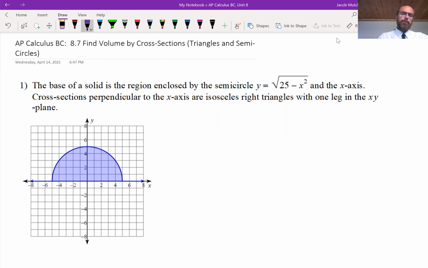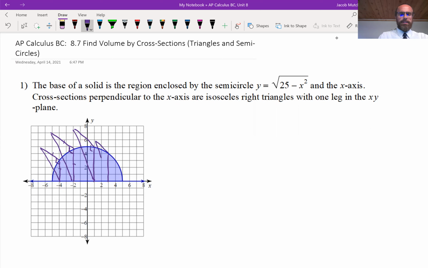So I'll begin drawing a few of these cross-sections perpendicular to the x-axis. And these are isosceles right triangles. The pieces that I'm drawing right now are one leg of each of those isosceles slices in the XY plane. So I'm just going to try to draw this somewhat three-dimensionally just to show that these are right triangles. They're isosceles, which means the legs are congruent with each other. And that's going to generate for us our solid.